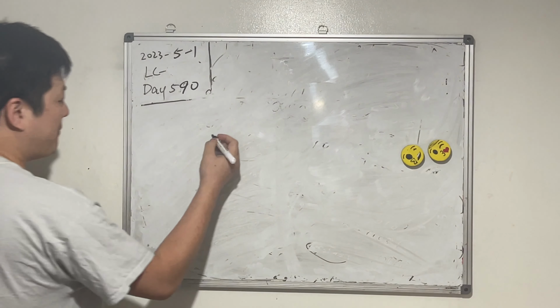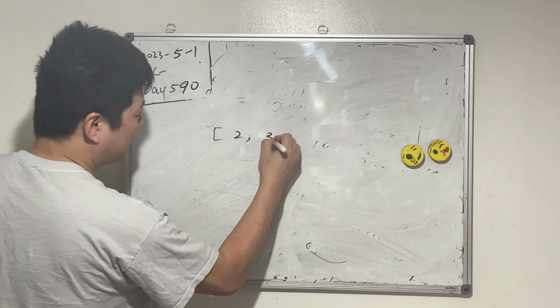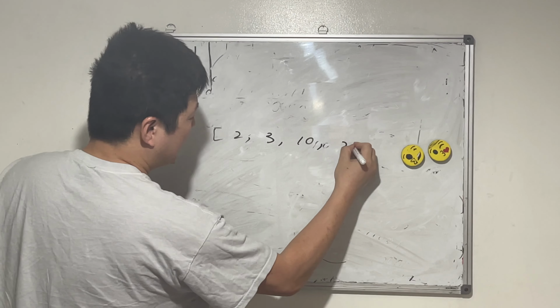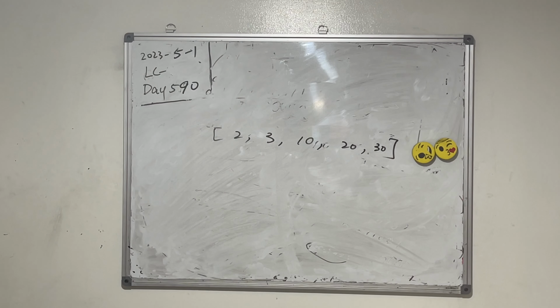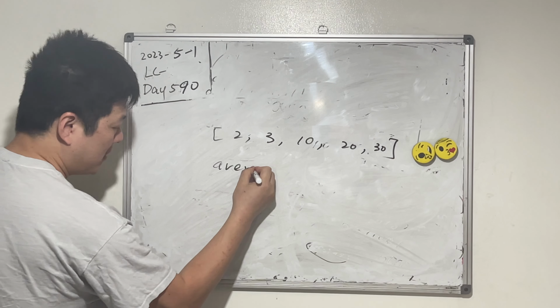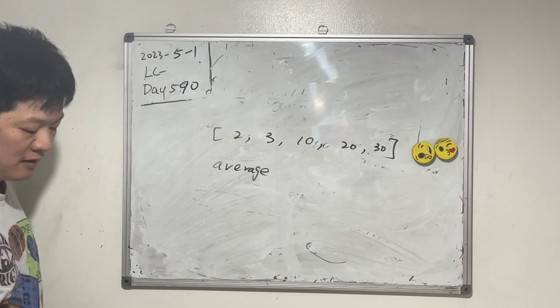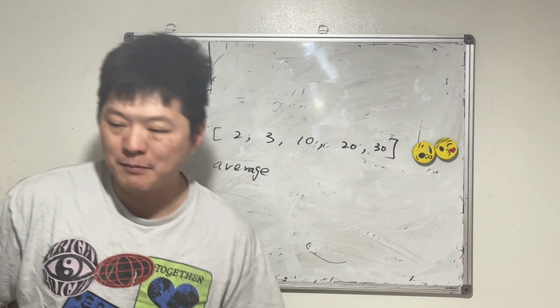Okay, so we have a few numbers, right? A few numbers: 2, 3, 10, 20, 30. Our target is to calculate the average, but not considering the maximum and the minimum.